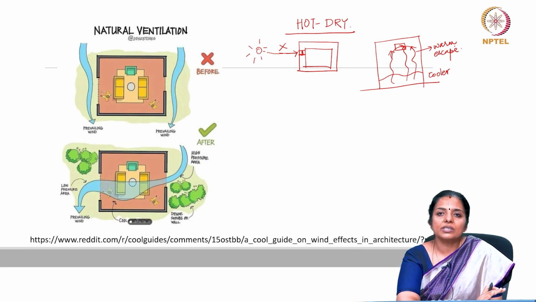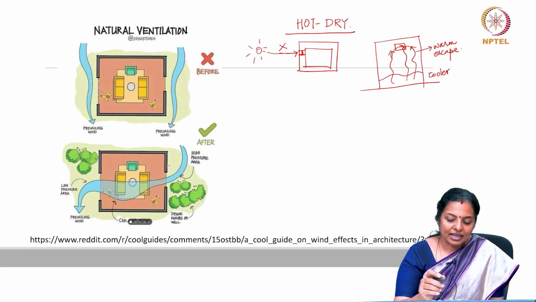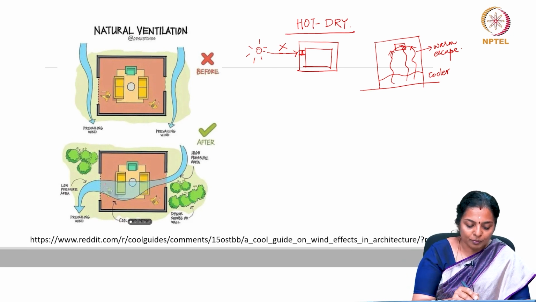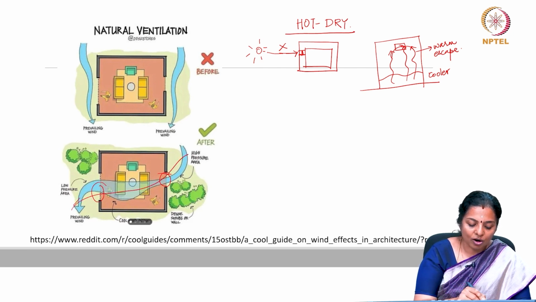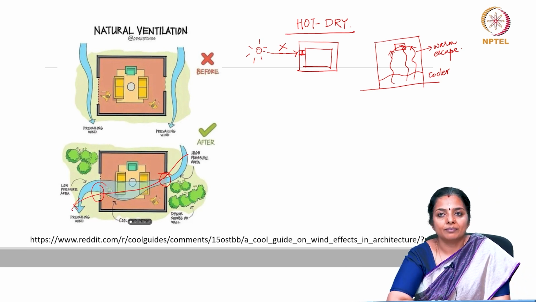Some basic thumb rules can be followed in the positioning of windows to enhance air movement. Windows should be staggered rather than aligned, unless the incident wind is already at an angle. What do we mean by that? The windows should be staggered. So, one window is here and the outlet is staggered. It is not in the same line, and that ensures cross ventilation.